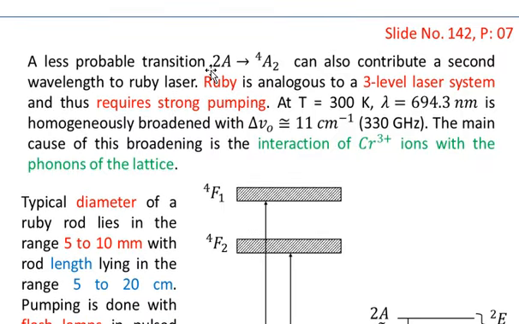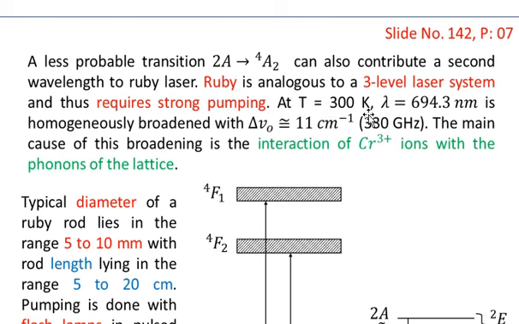A less probable transition from 2A to 4A2 can also contribute a second wavelength to a ruby laser. Ruby is analogous to a three-level laser system and thus requires strong pumping, because there is no level below the ground laser level. That's why it resembles the three-level laser system, and a very strong pumping is required for ruby lasers to operate.